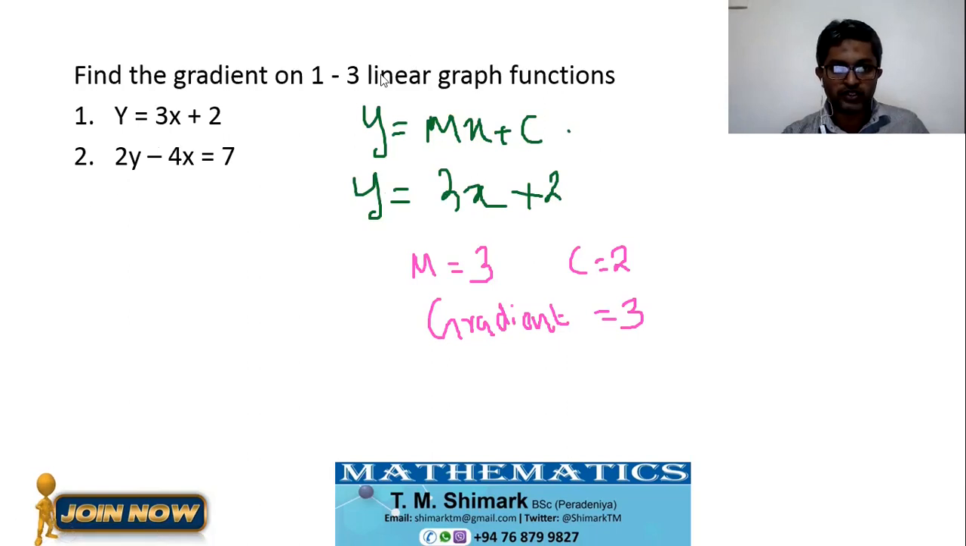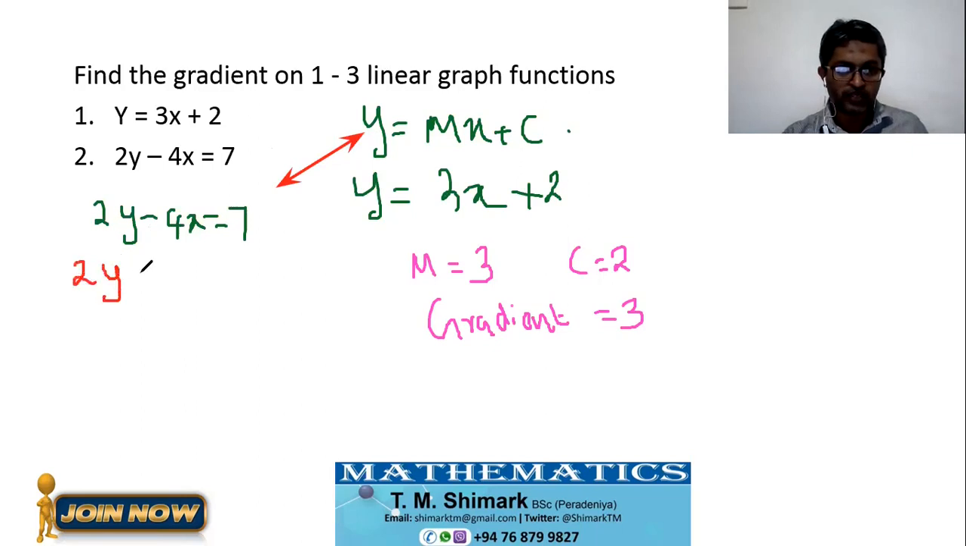What we have to do is, you can see that 2y minus 4x equals 7. Is it something like this? No, right? So first change that. First, what we have to do is change this to this format. That means we keep 2y here and take this 4x to the other side, plus 4x plus 7. Is it done now?